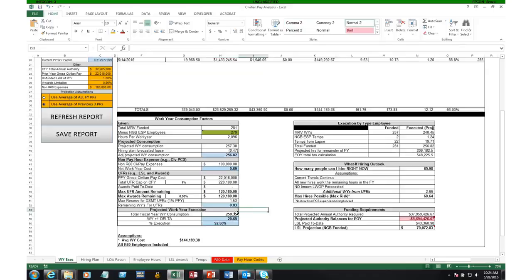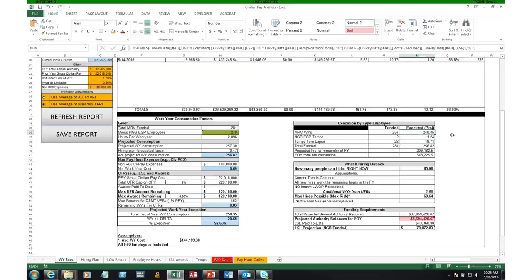So that's how that flow works, and as these numbers change, as your actuals change, it'll change. Execution by type employee, we like to look at this. So MRV total funded is 257, 222 for a total of 281. Now what these formulas do is reach into the raw data to do their extrapolations.